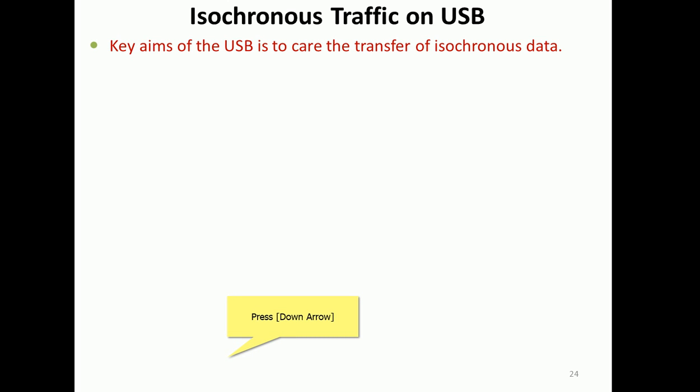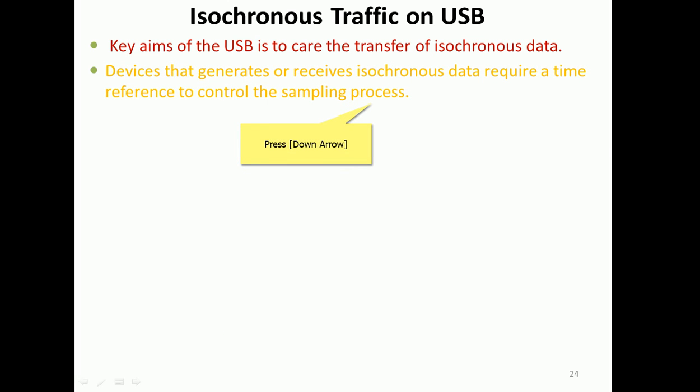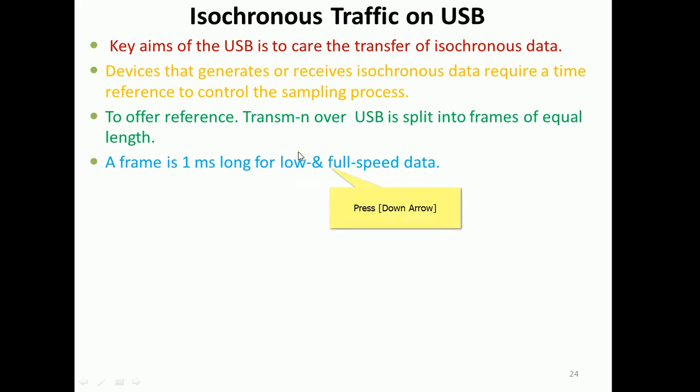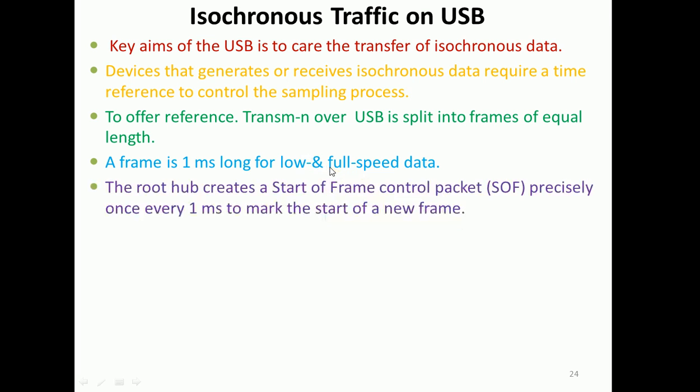One more thing is isochronous traffic on the USB. The key aim of this USB is to carry the transfer of isochronous data. A device that receives isochronous data requires time references to control the sampling process. To offer a reference, transmission over USB is split into frames of equal length. One frame is 1 millisecond long for low and full speed data.